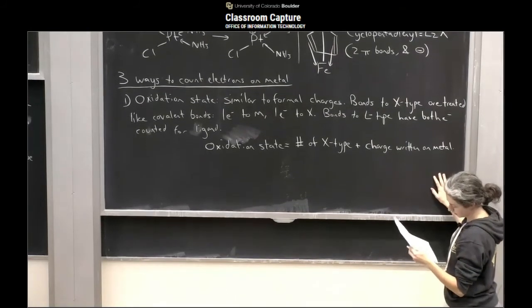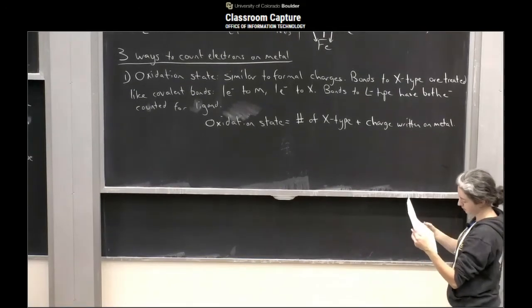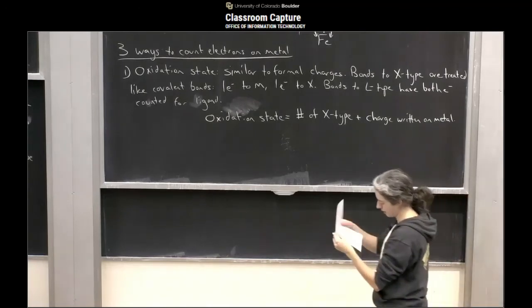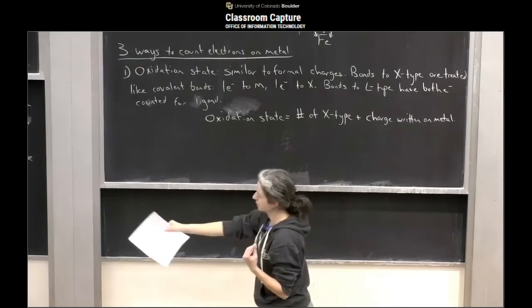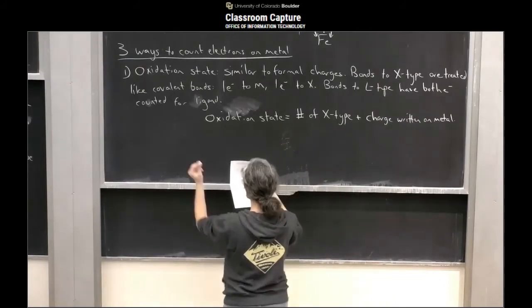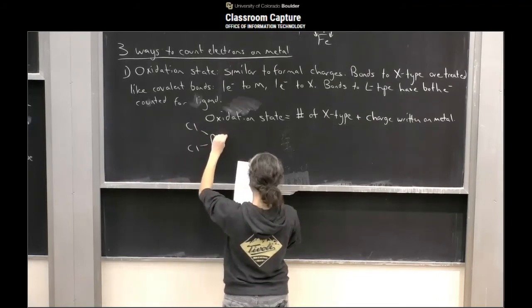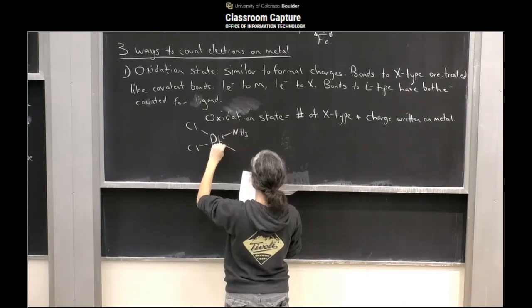In the notes I pretty much run through all three of the counting methods before doing an example, but I think I'm going to intersperse working through the first example that I have in the notes, because that might make it clearer as we go along. Actually, the first example is the one that I've been drawing up here so far: platinum with 2 chlorines and 2 NH3s on it.